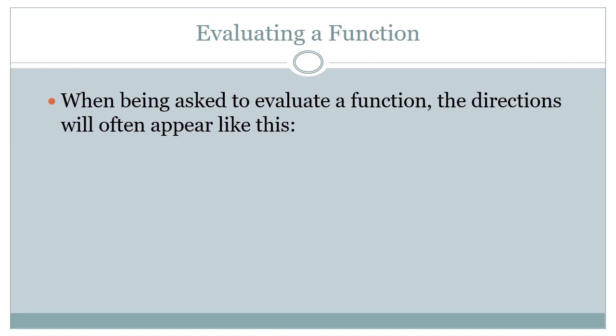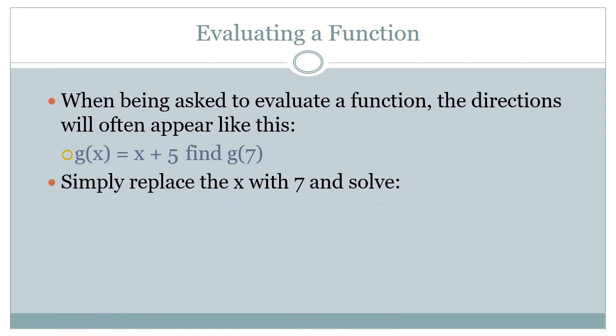When you're evaluating a function, often your directions will look like this. g of x equals x plus 5, find g of 7. All you do is replace the x with the 7 and solve. So g of 7 equals 7 plus 5, which means g of 7 equals 12. And that is the answer. I'm not doing anything else with this.